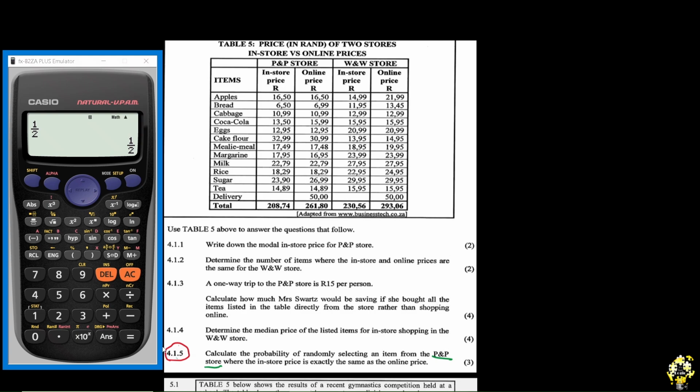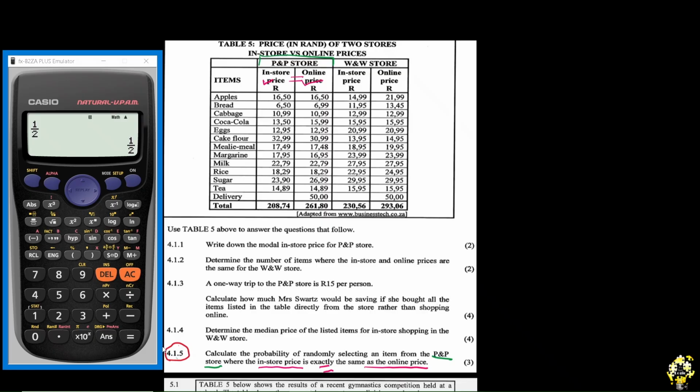We have 2 stores, so we know already that our focus store is this one in green. It continues: where the in-store price is exactly the same as the online price. We use a different color also for that one. It says where the in-store price is equal to or exactly the same as the online price. In-store price, yes. Online price, yes. Where they are equal to each other. Now let's start our calculations.